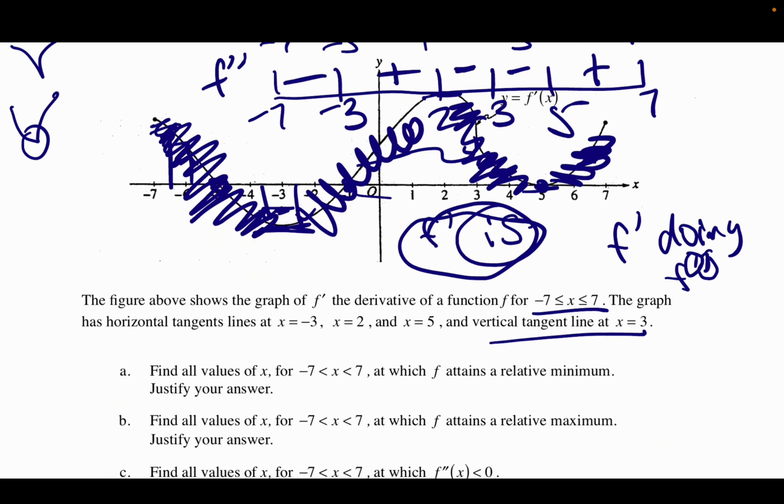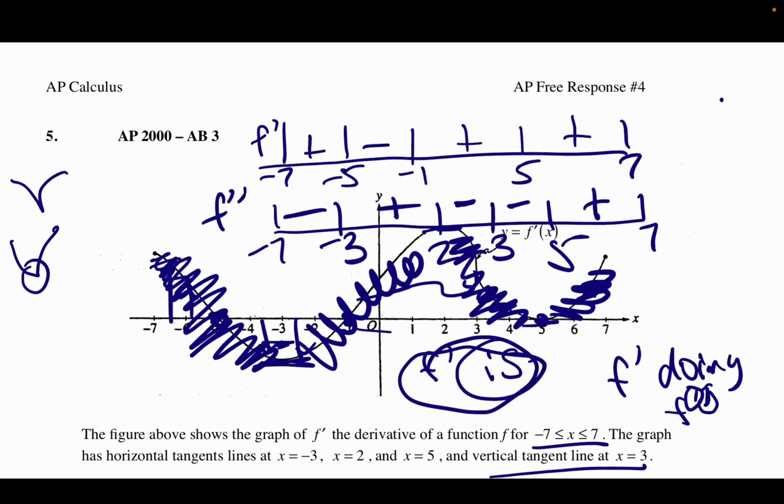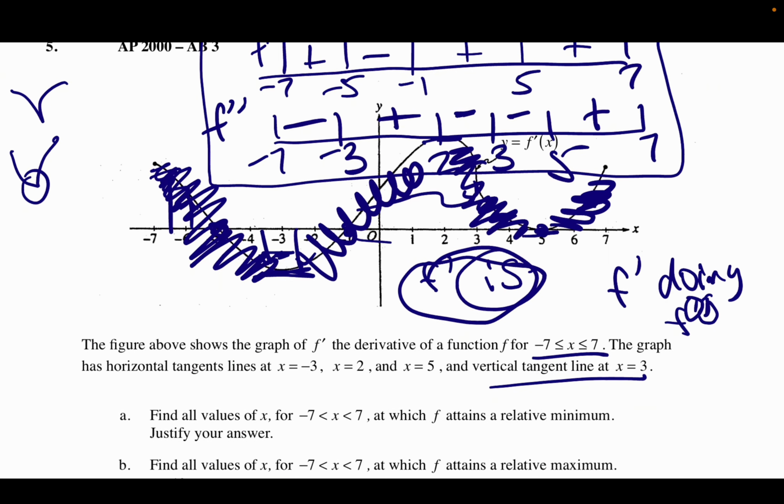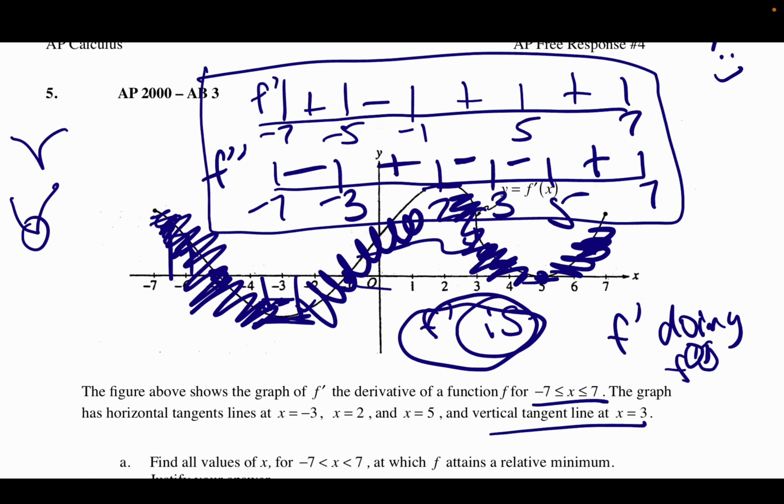All right, so now we're ready to answer all these questions. Please, please do this first. It's very important. Have this data all ready to go, and then you can look at it for your answers. All right, so let's change colors. All right, relative minimum.